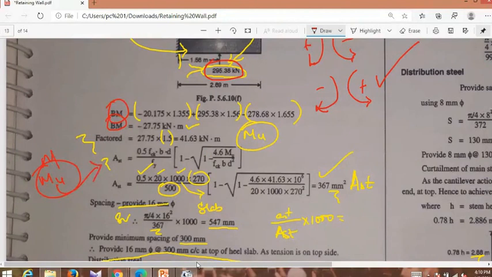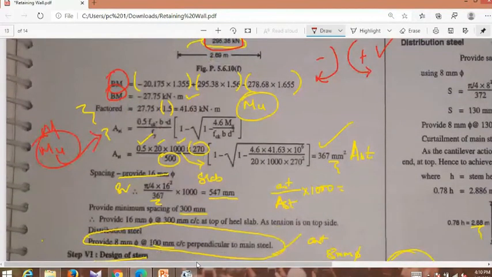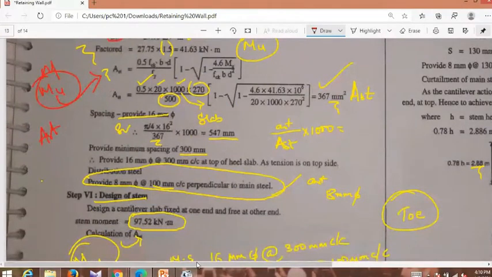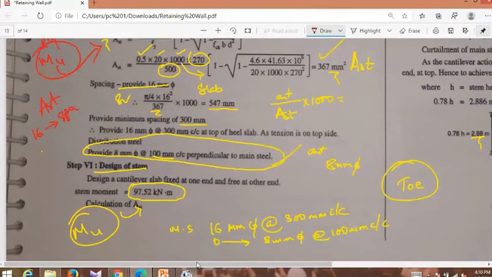After getting ultimate moment, the procedure is same. Determine the AST. From AST, what you will get? Area of the steel. Take 16 mm dia bars. Determine the spacing. Okay. Then we should go for the distribution bars. Distribution bar, take 8 mm dia, determine the spacing, the same procedure.